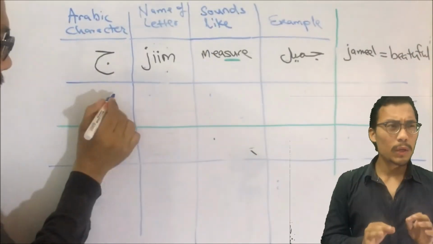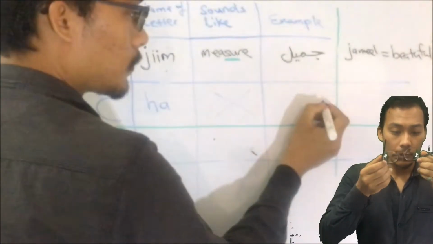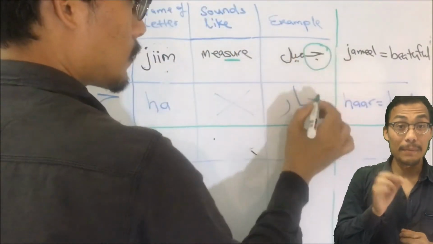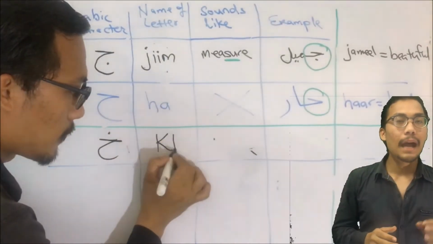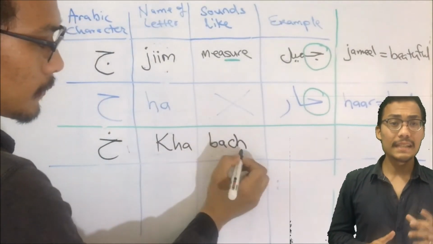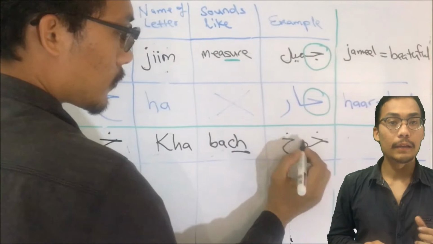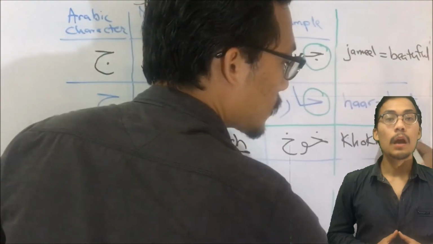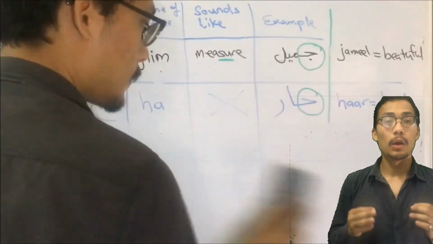Okay, the alphabet Ha. There is no equivalent in English, but imagine the sound you make when you blow on your reading glass. You can display the noise that makes out the letter Ha. Example, Har. Okay, the next letter is Kha. Sounds a lot like Bach in German or Baruch in Hebrew. Kha example is Khuch.